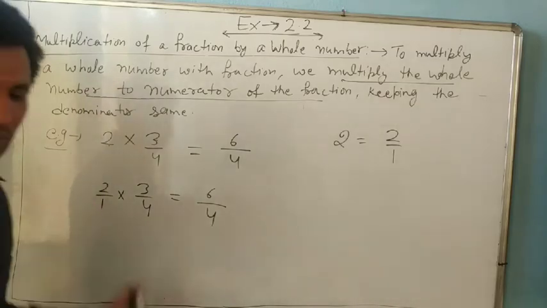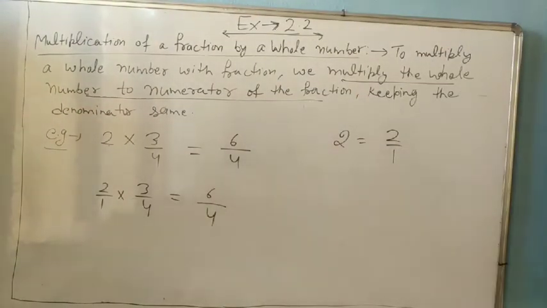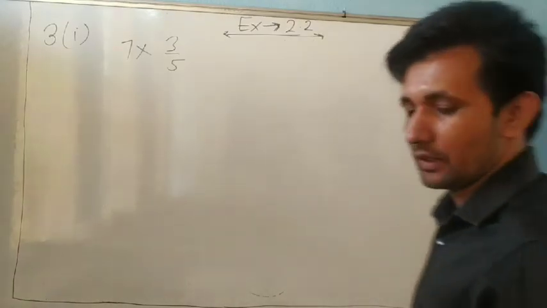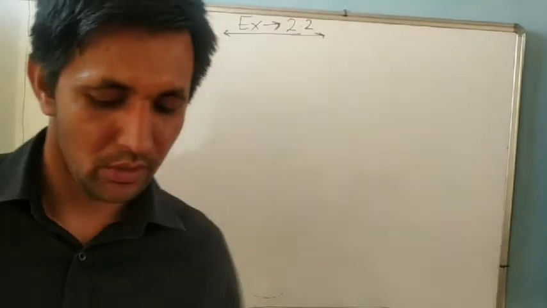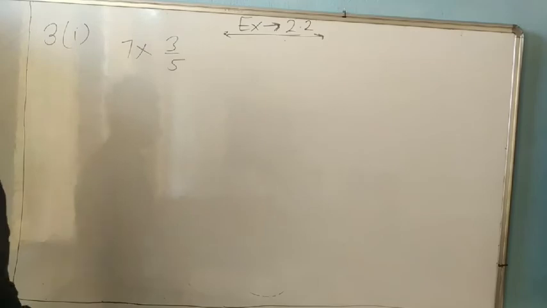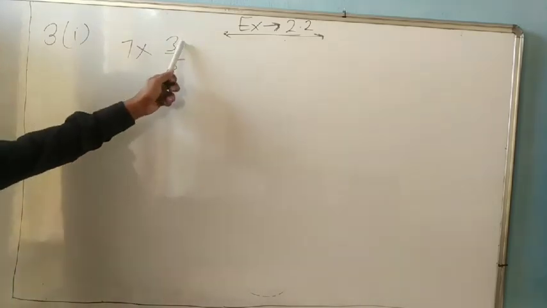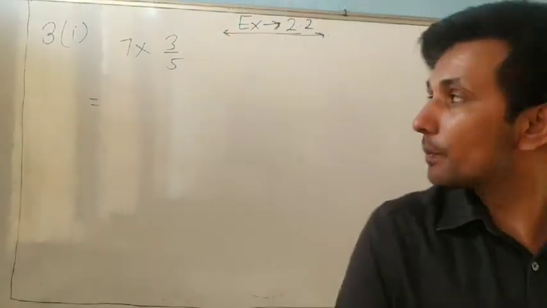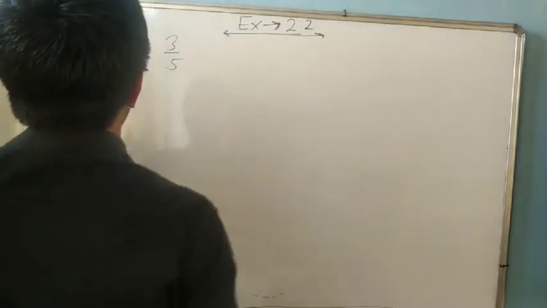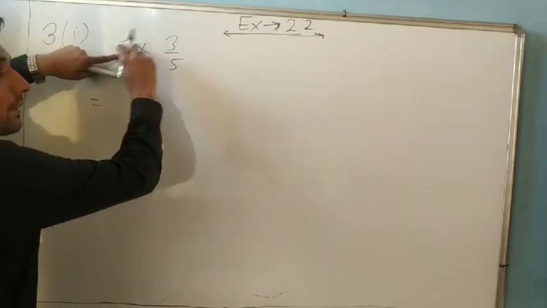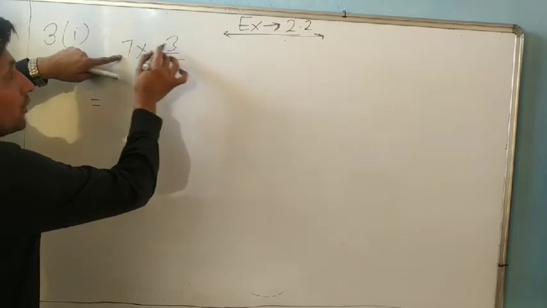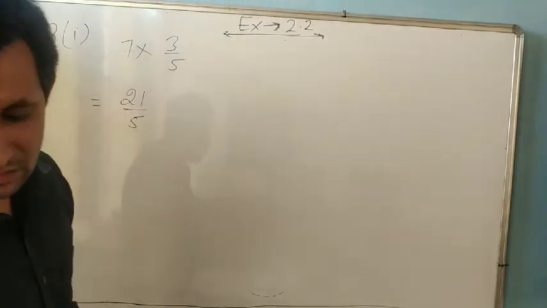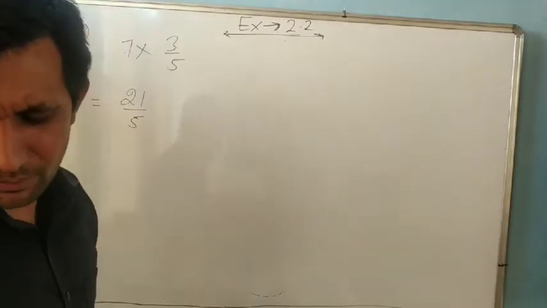Okay, dear. So now we will do our exercise 2.2. First we are doing the third question. First part, 7 multiply 3 upon 5. So what did I tell you? Always when we multiply a whole number to a fraction, numerator multiply to the whole number. 7 into 3, 21, and the denominator is as it is. Next, all parts are very simple. You can do it yourself.